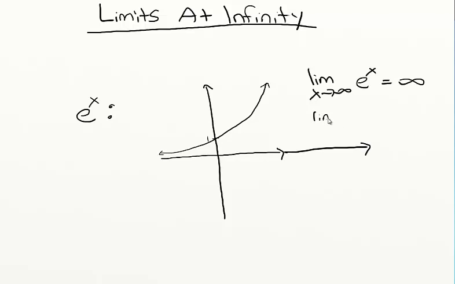Now, the limit as x approaches negative infinity of e to the x, well, what's that going to be? So, we're going to look as x gets really, really large in the negative direction. As in if we plug in very, very large negative values into e to the x, we get numbers that get closer and closer and closer to 0. So that tells us the limit as x approaches negative infinity of e to the x is 0.